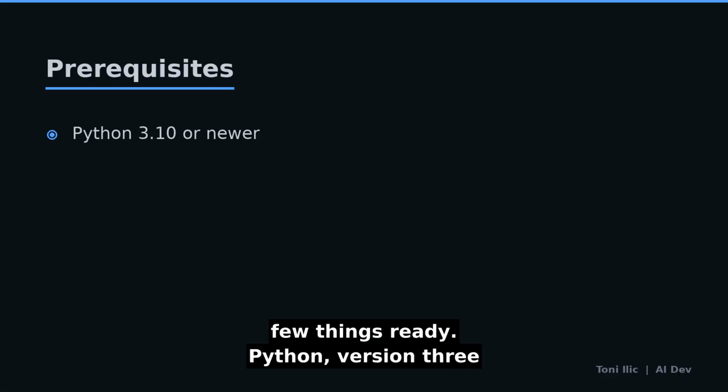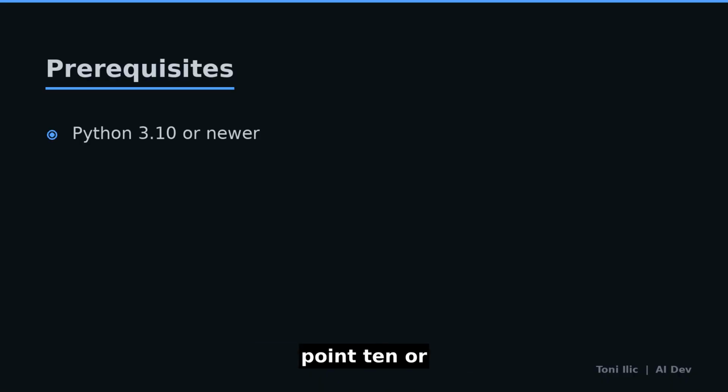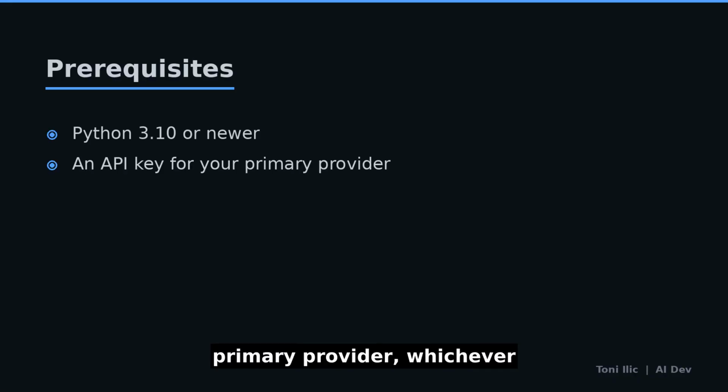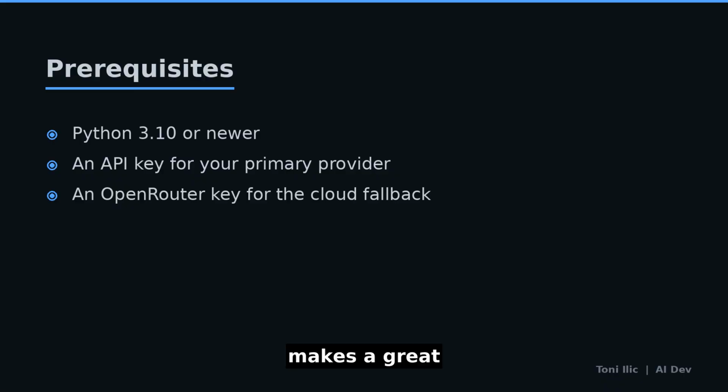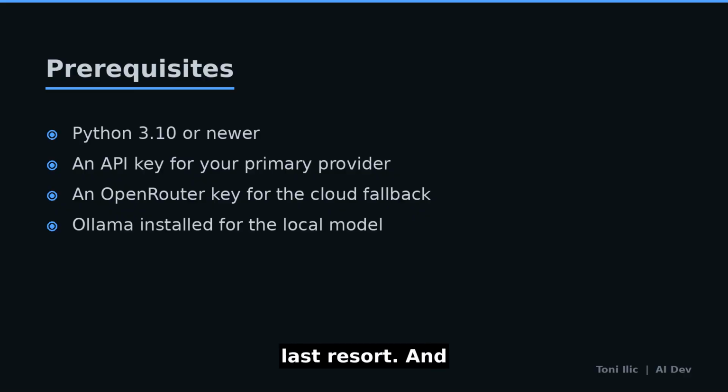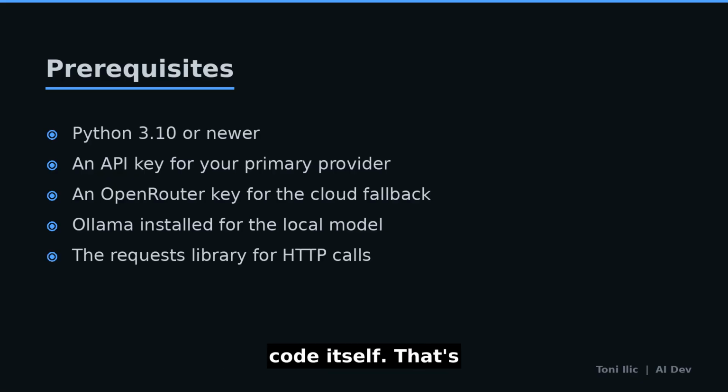You'll need a few things ready. Python, version 3.10 or newer. An API key for your primary provider, whichever one you prefer. A key for OpenRouter, which gives you one endpoint in front of many models and makes a great second layer. Ollama installed locally, so you have a model that runs on your own machine as the last resort. And the requests library for talking HTTP. Keep your keys in environment variables, never in the code itself. That's the whole setup, and the local piece means part of this chain keeps working even when you're completely offline.